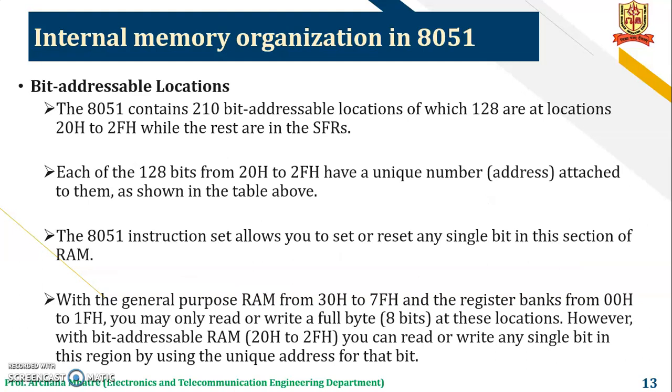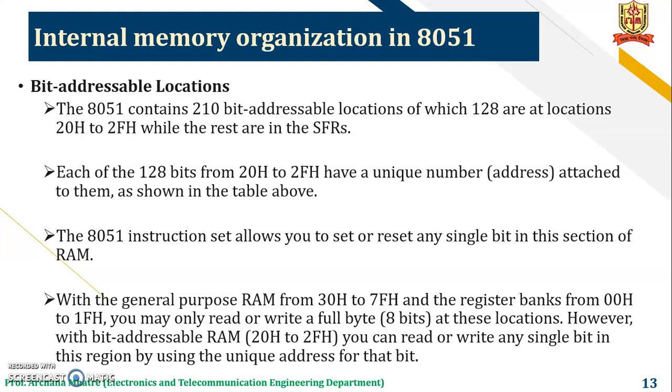Now next are the bit addressable locations. The 8051 contains 210 bit addressable locations, of which 128 are at locations 20H to 2FH, while the rest are in the SFR. Each of the 128 bits from 20H to 2FH has a unique number, that is, a unique address attached to it, as shown in the table.